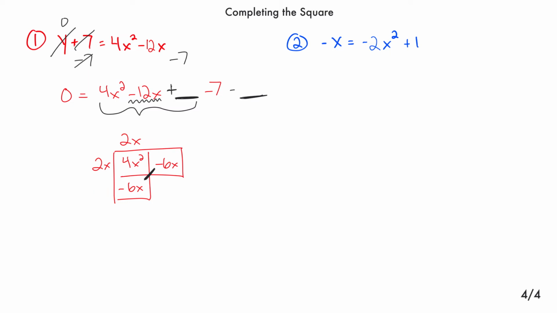We have to ask ourselves, what times 2 is equal to -6? The answer is -3. -3 times -3 is the missing piece, +9. So we're going to add 9 here and subtract 9 there.